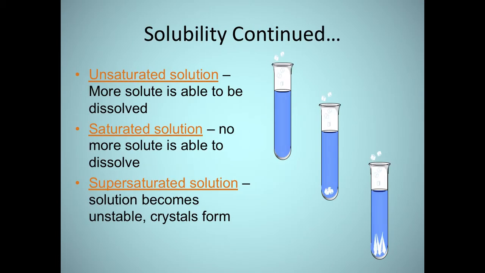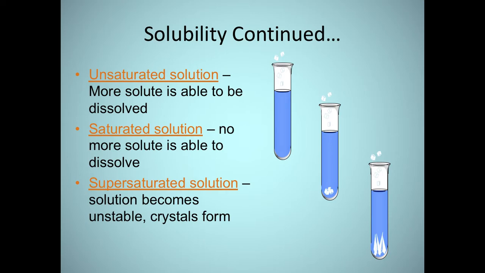Okay, moving on with solubility, there are different types of solutions based on the amount of solute that has been or can be dissolved. You can have what is known as an unsaturated solution. That means more solute is able to be dissolved. You can continue to add those salt crystals, for example, or sugar. A saturated solution gets to the point where no more solute is able to dissolve. You've reached the maximum amount.